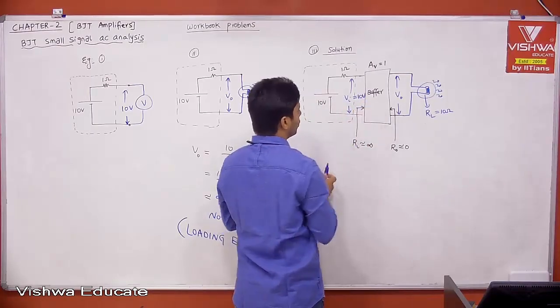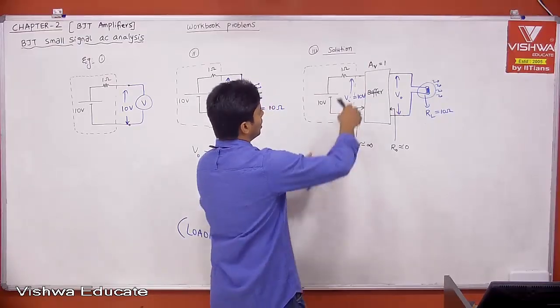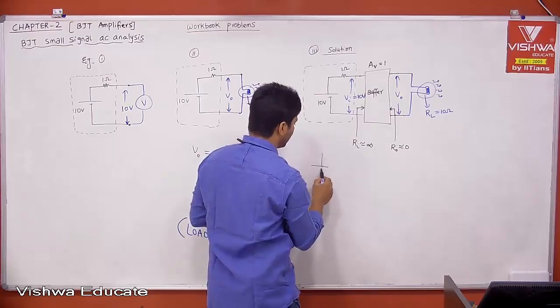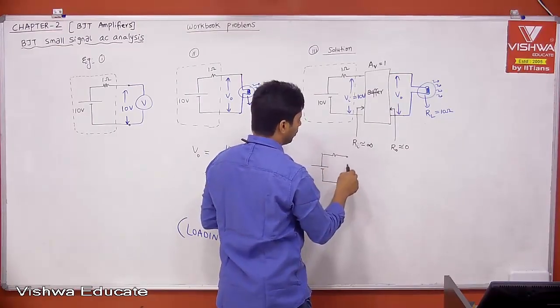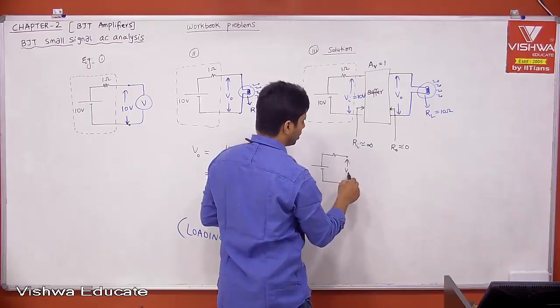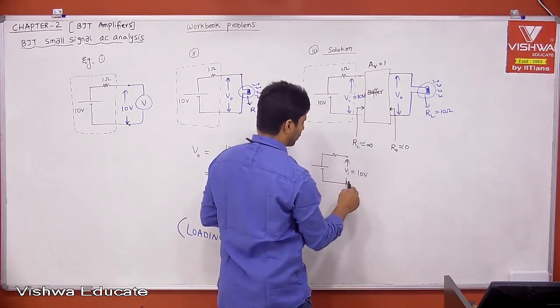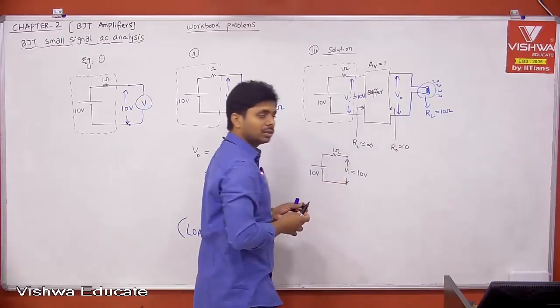Why is VI equal to 10 volts? Because the input impedance is infinity. If the input impedance is infinity, it is like an open circuit. Therefore, it is as if the battery is connected and not connected to anything. Then if you ask me the open terminal voltage VI, that is 10 volts. This is a 10 volt battery and this is 1 ohm, right?